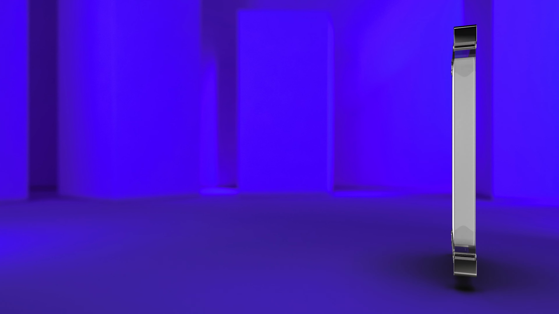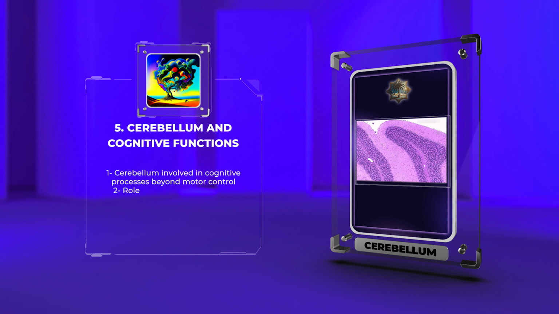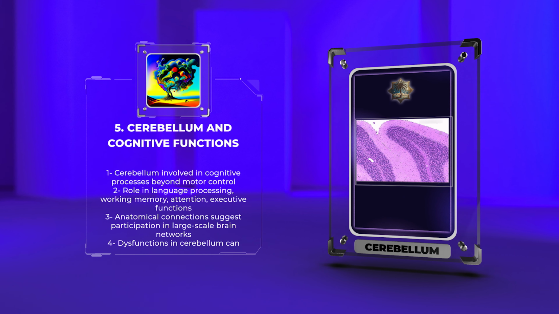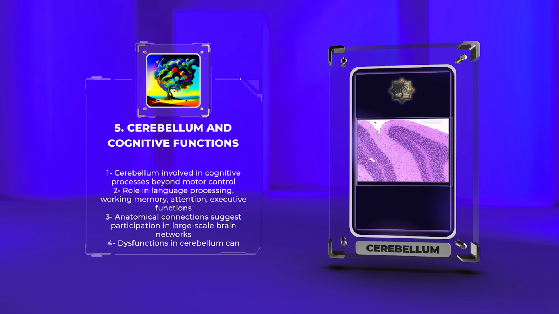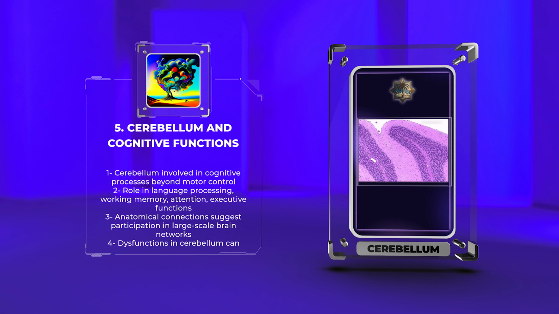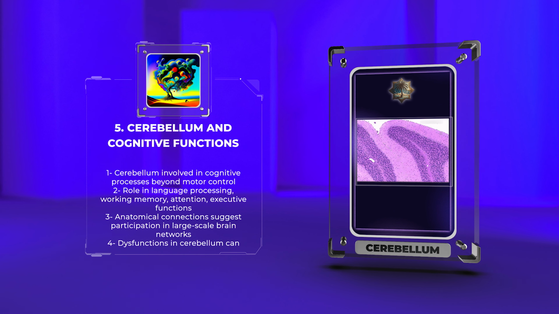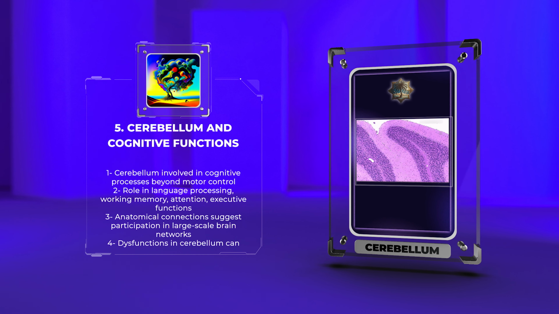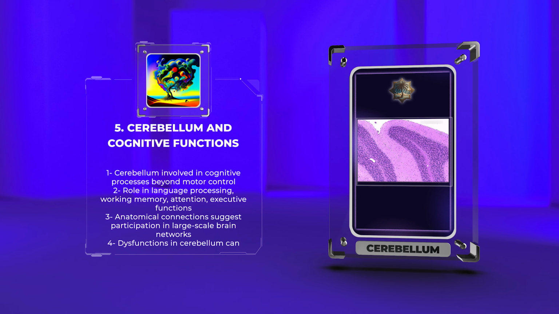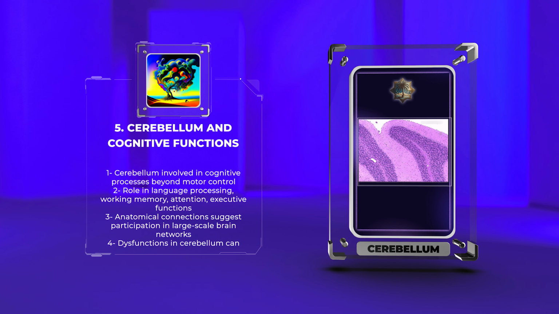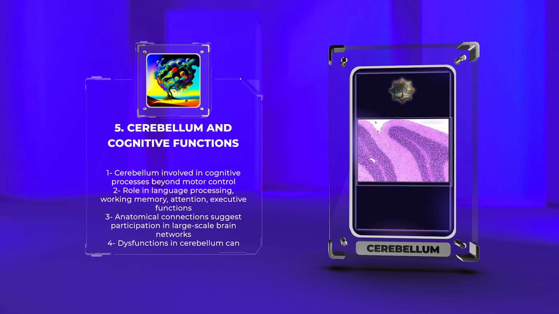In recent years, research has uncovered the involvement of the cerebellum in cognitive processes beyond motor control. Studies have highlighted its role in language processing, working memory, attention, and executive functions. The anatomical connections between the cerebellum and other cortical regions suggest that it participates in large-scale brain networks, contributing to higher cognitive functions. Dysfunctions in the cerebellum can lead to cognitive impairments, underscoring its importance in overall brain function.